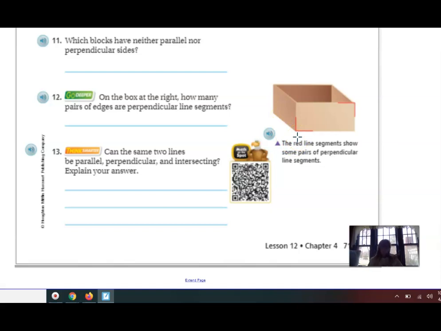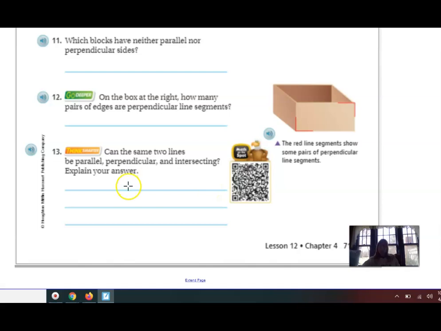So at the box on the right, how many pairs of edges are perpendicular line segments? Perpendicular line segments. All right, so I have 24 pairs. That's crazy. That one's going deeper. So if you got 24 pairs, congratulations.